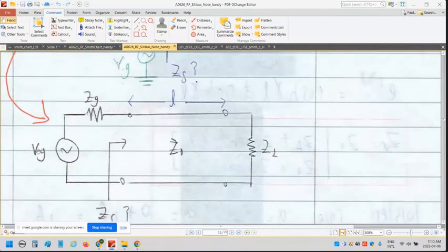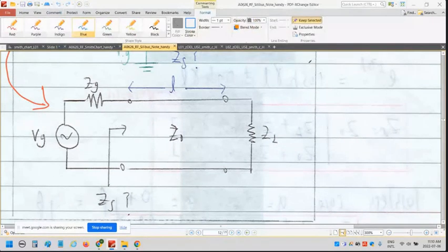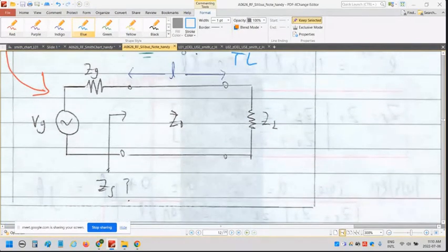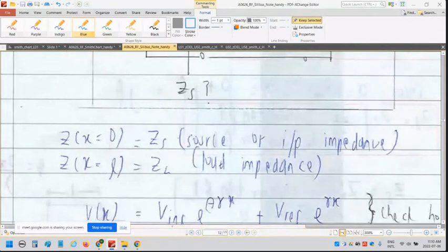This one is a power supply, VG, and they have an inner resistance for the power supply. This L is the length of the transmission line. You want to give power to the load, ZL, and you want to find out, from the source, what the impedance is for this side. So this is the derivation of the source or input impedance.